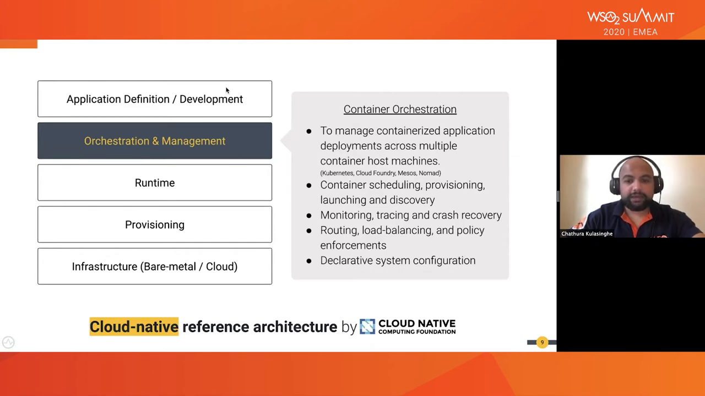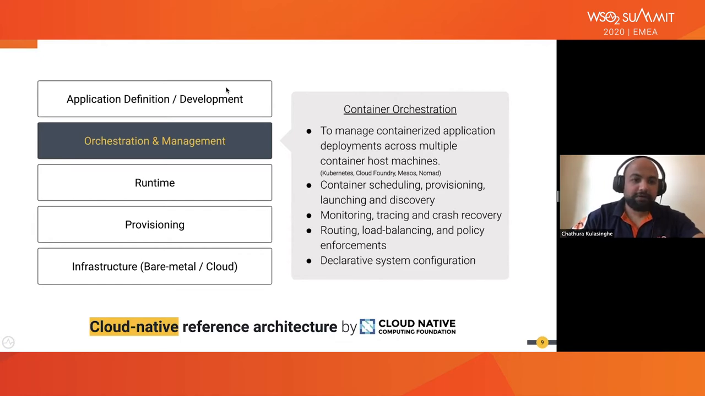There you mainly find the container orchestration platforms such as Kubernetes, Cloud Foundry, Mesos, and Nomad. And this involves activities related to container scheduling, provisioning, launching, and discovery. And then you find container monitoring and tracing and crash recovery. Then when it comes to handling the traffic, you find the routing and load balancing capabilities with services and load balancers that are installed in this layer. And it basically provides you with a way to declare your configuration using configuration files such as YAML files.